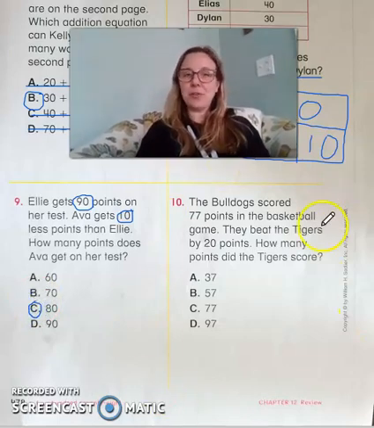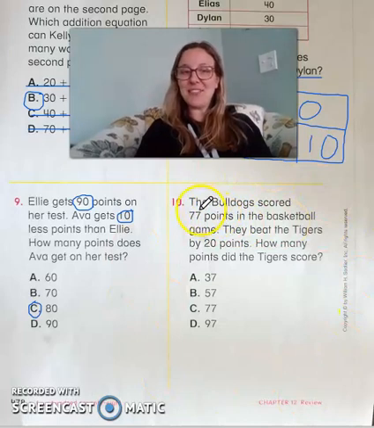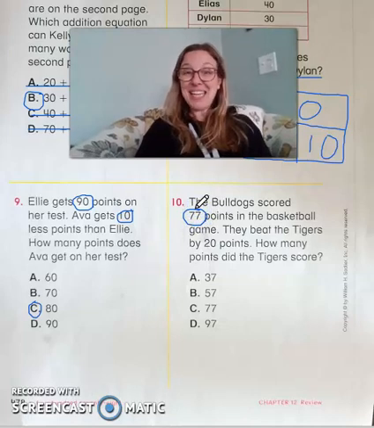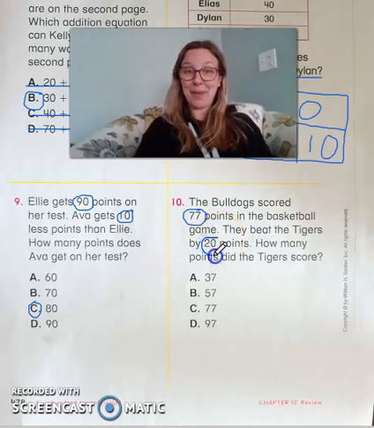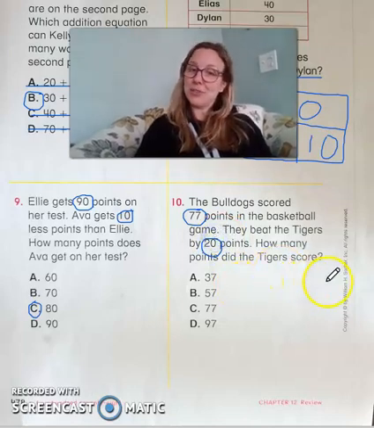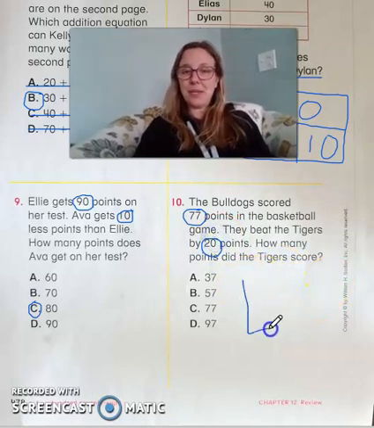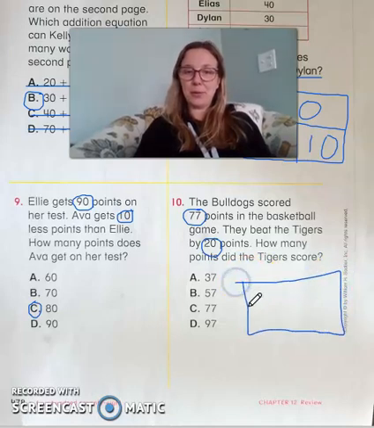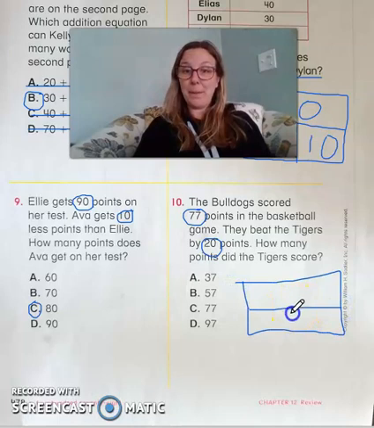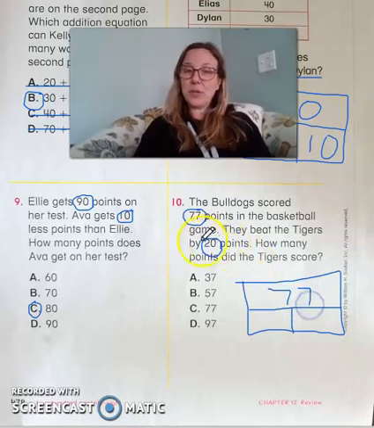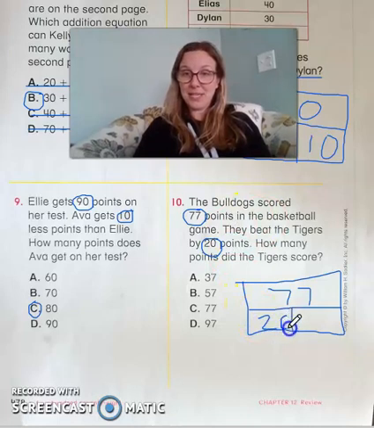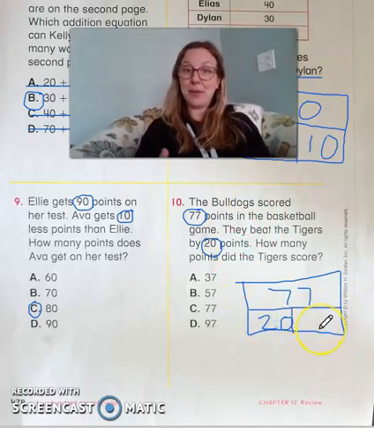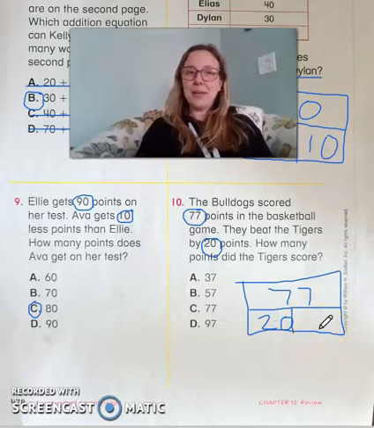And the last one on our review, we're talking about the Bulldogs. They scored 77 points in their basketball game. So circle 77. They beat the Tigers by 20 points. That's a big point difference. So how many points did the Tigers score? Okay, so for this problem, if we look at it in terms of part, whole, the whole amount will be our biggest number. That's that 77. And because we know that the Tigers scored 20 points, 20 is going to be one of our parts. So whatever number goes in this other box will end up being our other part.